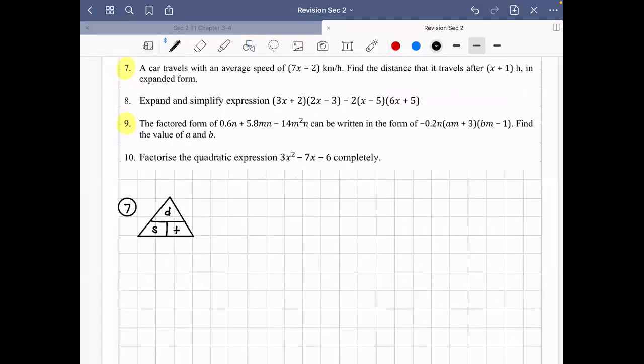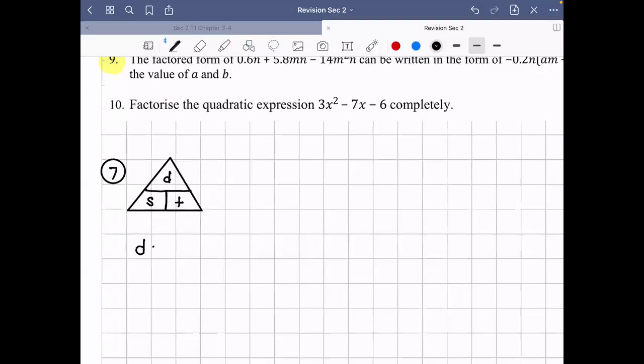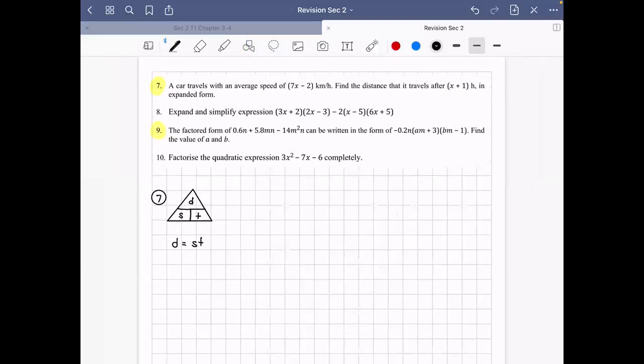So D, speed times time. If you're looking for distance, speed times time, right? So what are you supposed to do? You just need to multiply speed and time. Okay, so do it now. Let's do it in 2 minutes. I think we can finish 7 and 9.